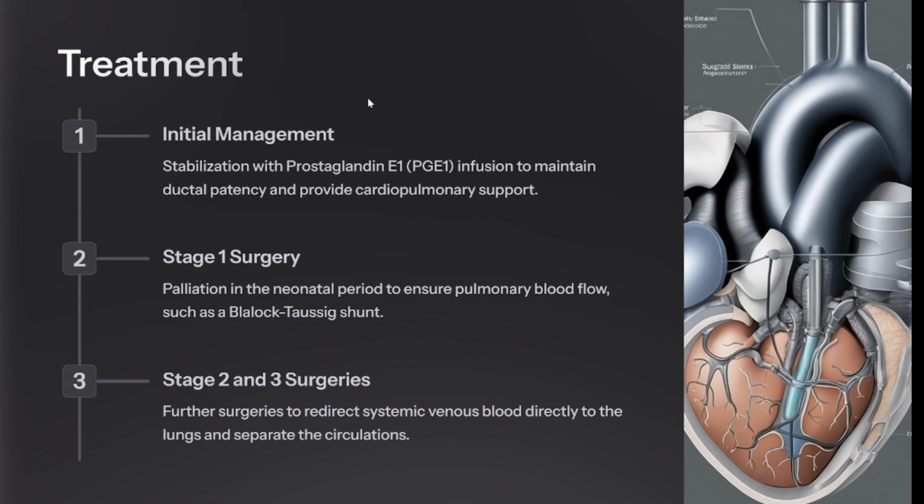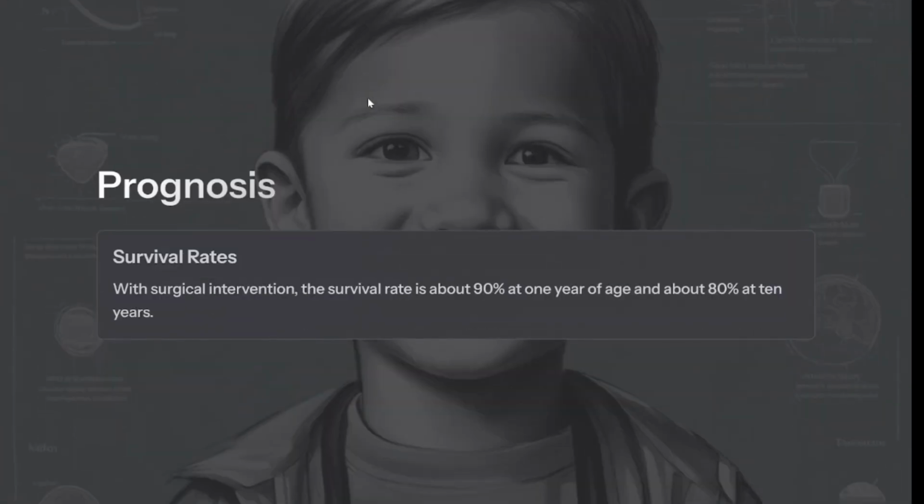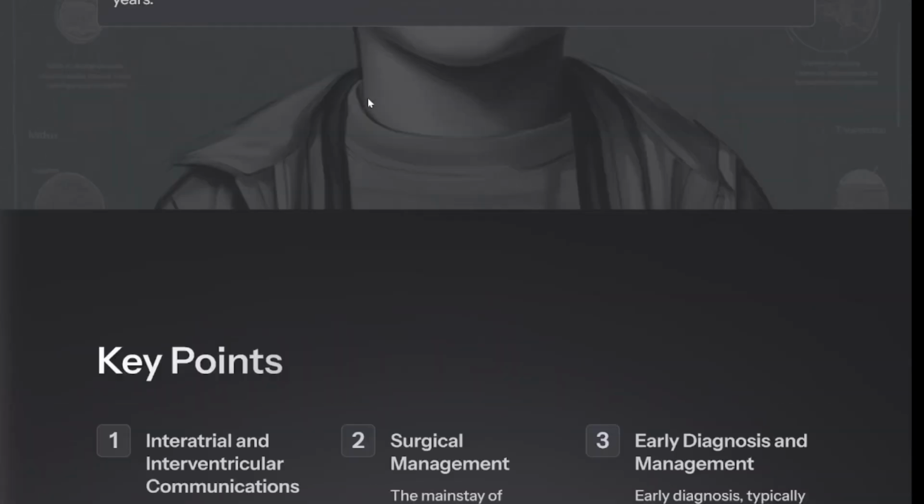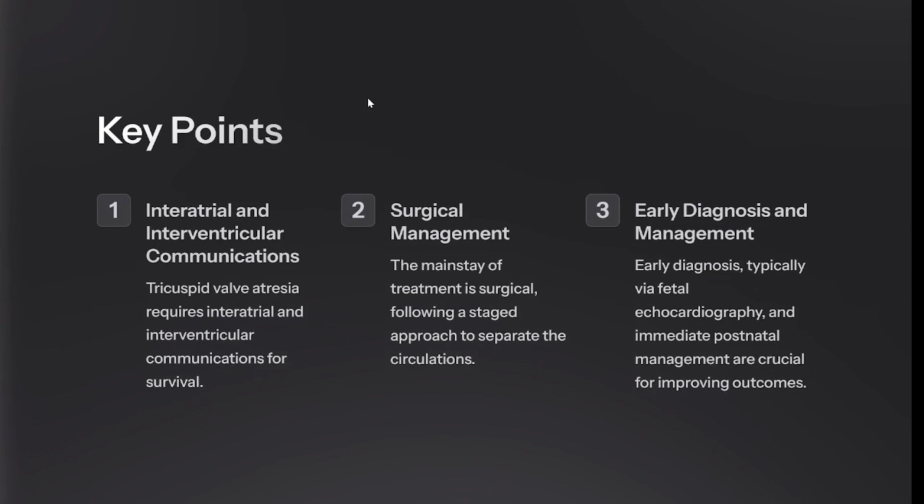Prognosis. With surgical intervention, the survival rate is about 90% at 1 year of age and about 80% at 10 years. Tricuspid valve atresia requires interatrial and interventricular communications for survival. The mainstay of treatment is surgical, following a staged approach to separate the circulations. Early diagnosis, typically via fetal echocardiography, and immediate postnatal management are crucial for improving outcomes.